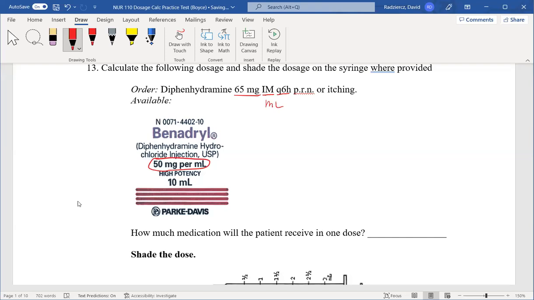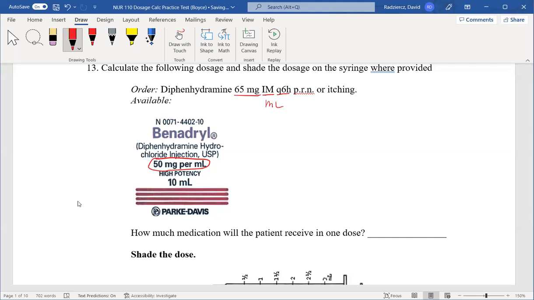So that's the other thing. This looks just like a solution, and you probably know or have even used Benadryl as an oral; it comes in tablets, capsules, injectables, and also an oral suspension. So it comes in a variety of different applications. This one is specific for an intramuscular injection. So we know it's milliliters.